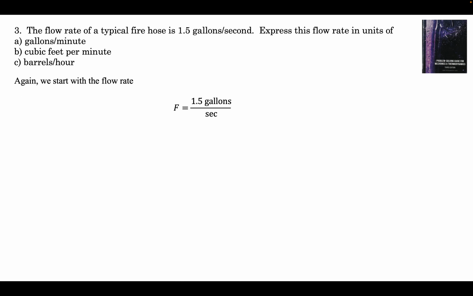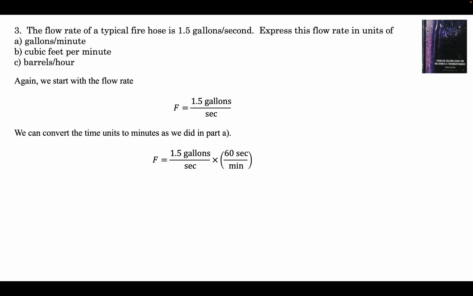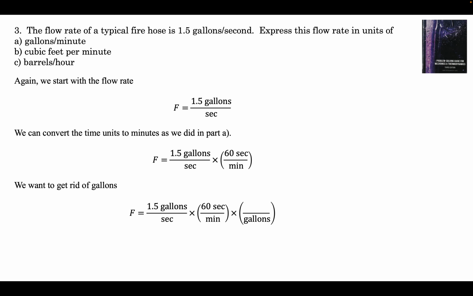So we start with the flow rate. And we already converted the time units to minutes, 60 seconds per minute. Now we have to get from gallons to cubic feet. So we get rid of the gallons, we put them in the bottom because they're in the numerator. And we want cubic feet. Now we have to know how many gallons are in a cubic foot. We can look it up, Google it, whatever you want. It turns out there's 7.48 gallons in a cubic foot.